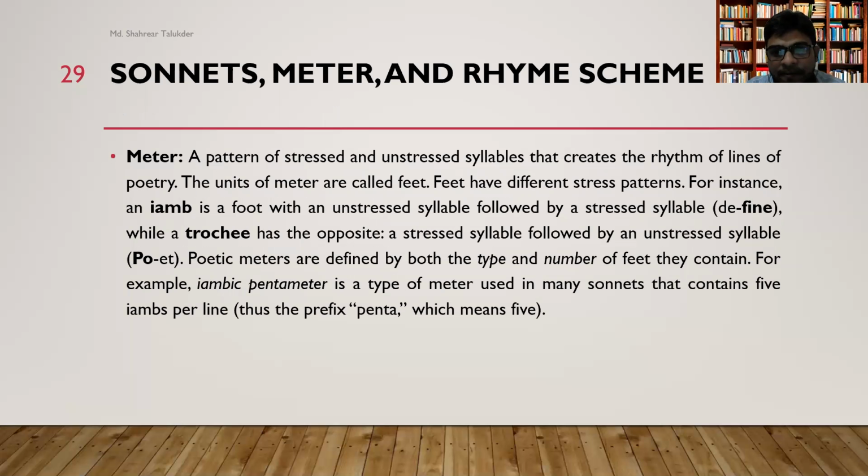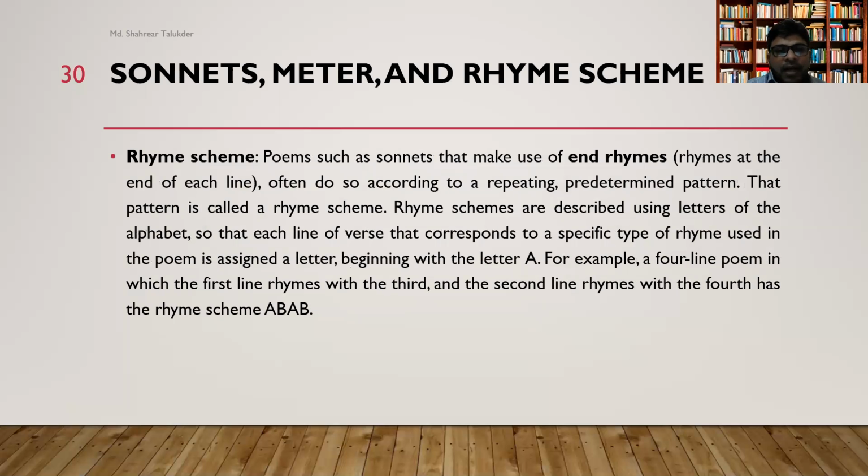So we have meter there. I have already mentioned it. It's mostly iambic meter, that is, one unstressed syllable is followed by a stressed syllable. Sometimes some poets can also follow the trochee, which is the opposite of the iambic meter. In the iambic, an unstressed syllable is followed by a stressed syllable, and in the trochee, the stressed syllable is followed by an unstressed syllable. And penta means five, so we have 5 meters in a single line. That's what is called iambic pentameter.